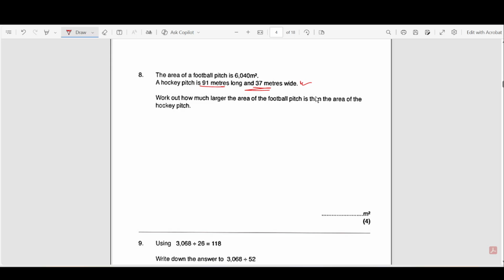Because this is a rectangle, how do I know it is a rectangle? If length and width are given, then it's a rectangle. If only one side is given, then it's a square, because all sides of a square are equal, so they just give you one side. Okay, so the area of a rectangle is length times width. Length is 91 meters and 37 is the width. So we just multiply to get the area.